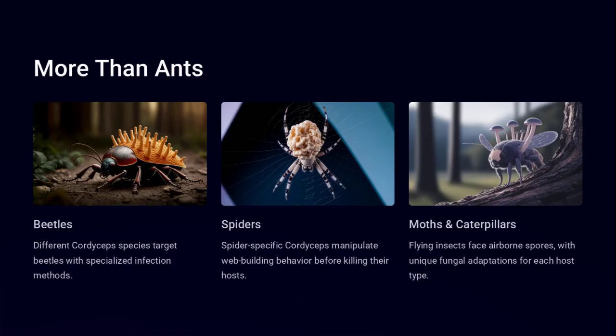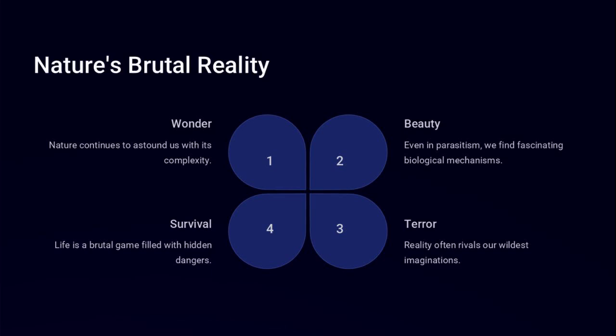It isn't just ants who face this macabre fate. There are numerous species of cordyceps fungi, each evolving to control and infect a different insect host, including beetles, spiders, moths, and caterpillars. Each species uses unique, nightmarish methods to turn its victims into zombified hosts, demonstrating the extraordinary adaptability and sophistication of fungal parasites.